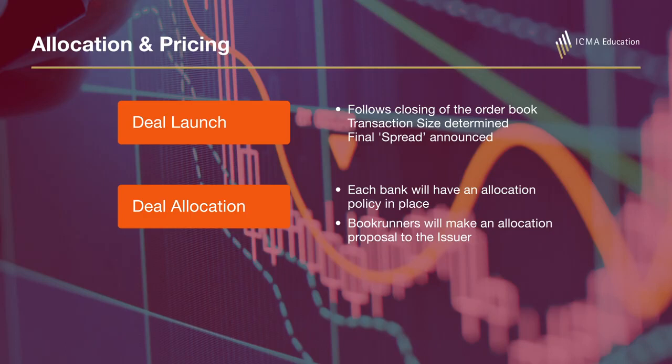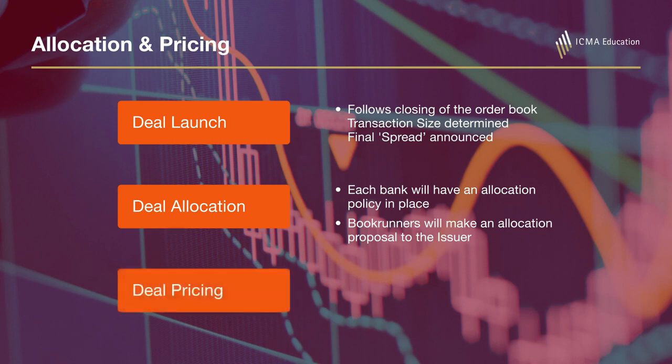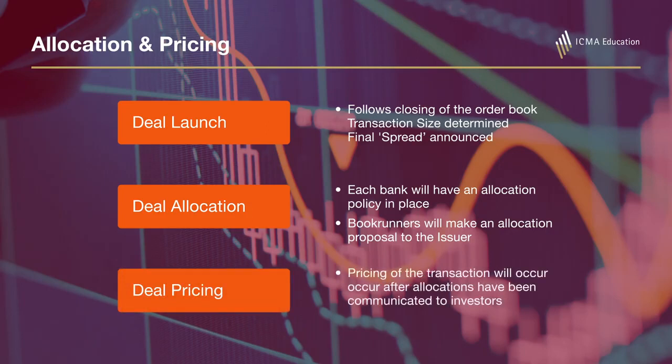And then once the allocations are finalised and distributed to investors, we come to the deal pricing process. And at this point, the coupon and the issue price is determined.